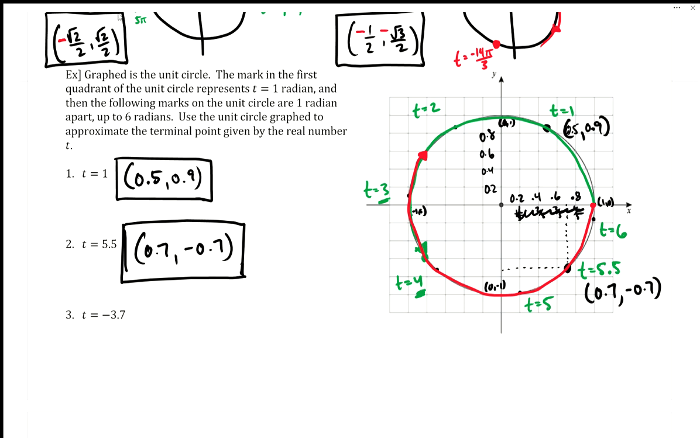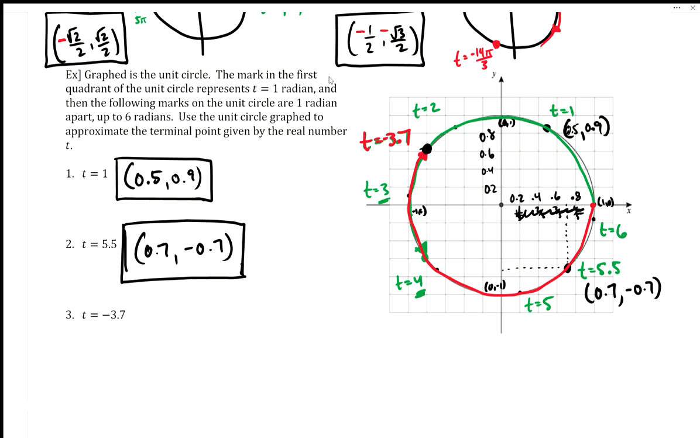Notice that the red and the green are the same lengths. One went counterclockwise and one went clockwise. So this is where I'm saying that t equals negative 3.7 is. So there's t equals, let's actually do it in red. T equals negative 3.7 is about there.